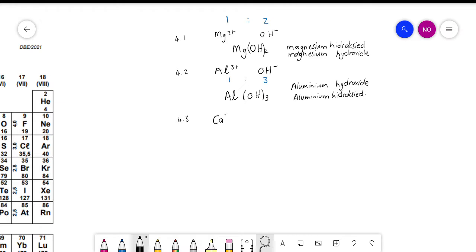4.3, we've got a calcium ion reacting with hydroxide ions. So in other words, it's going to be 1 calcium ion and 2 hydroxide ions. Enige iemand vra tot daar sover? Ja. Yes.